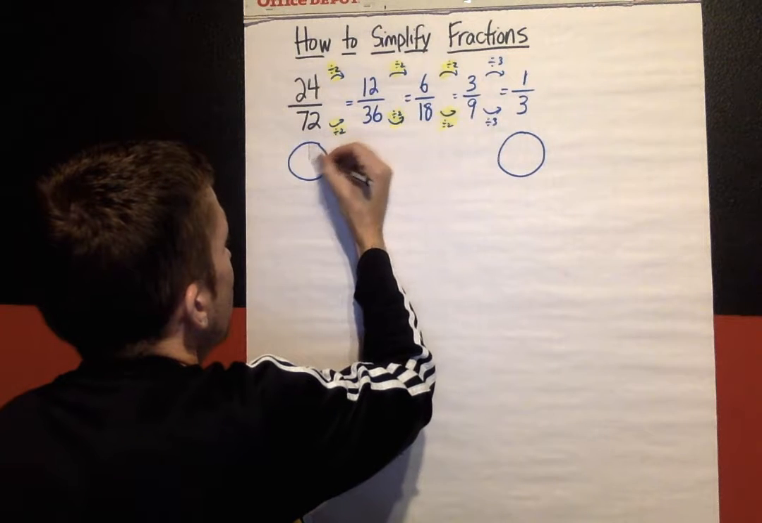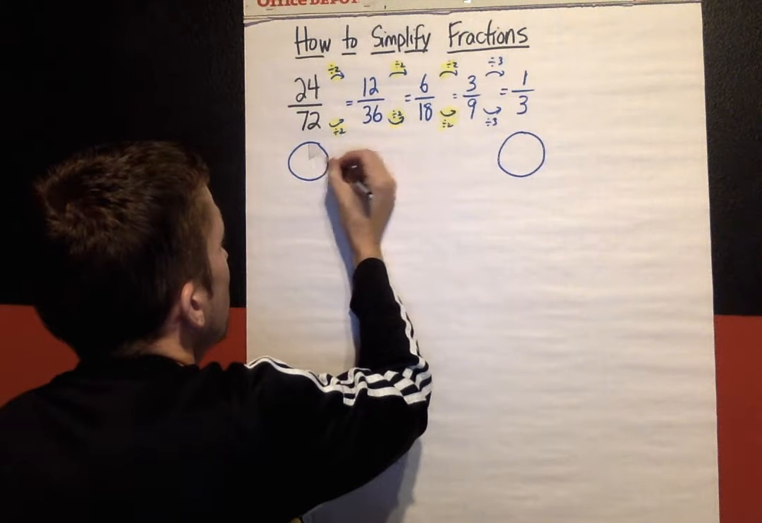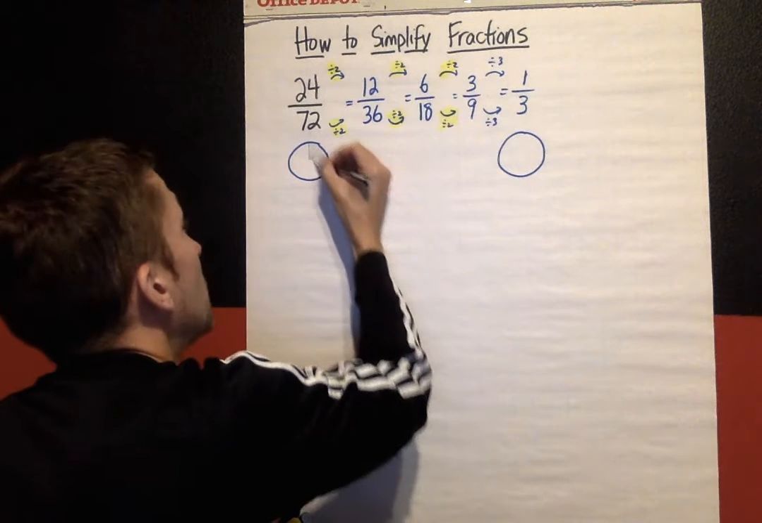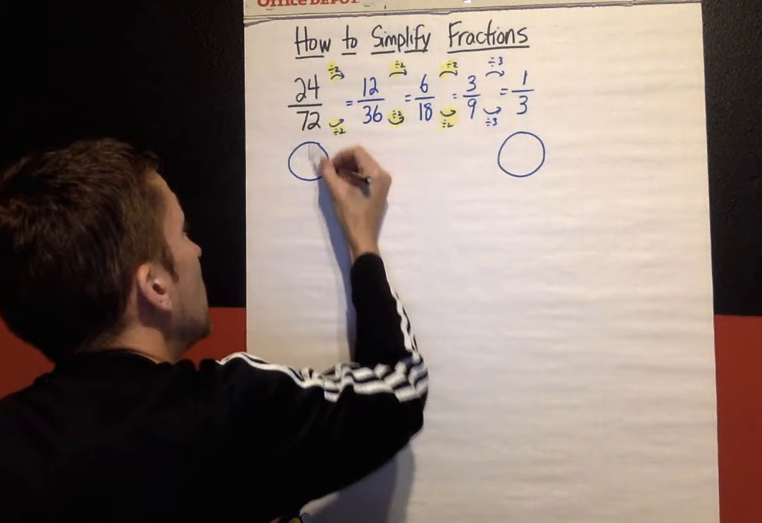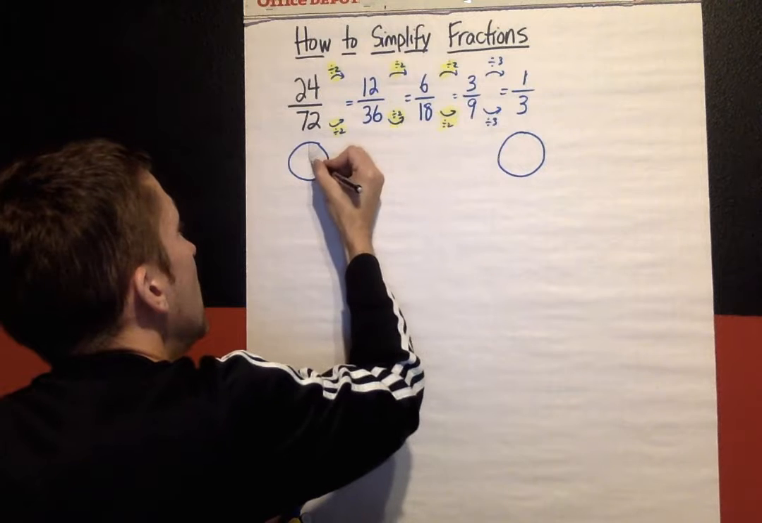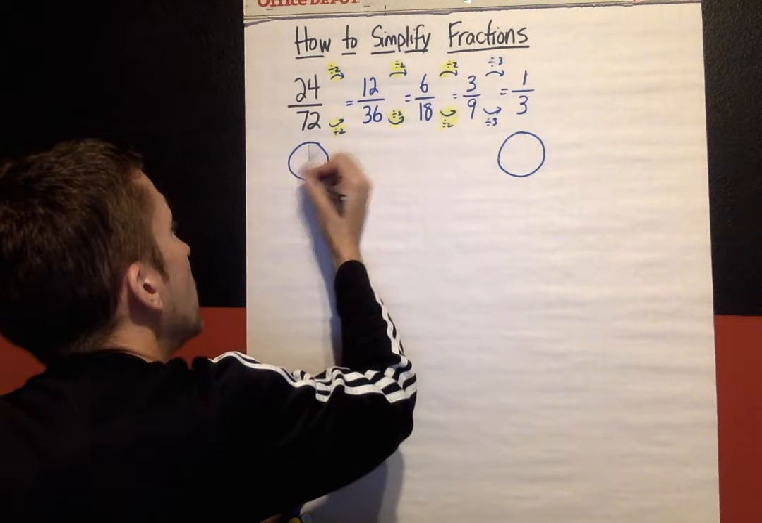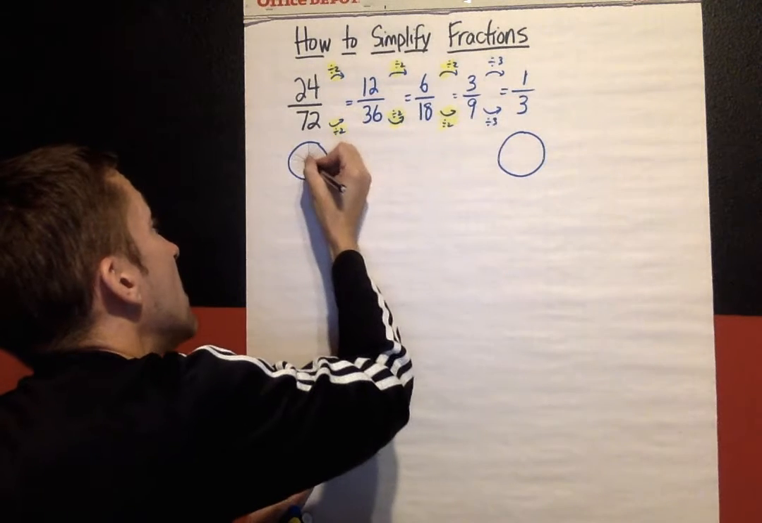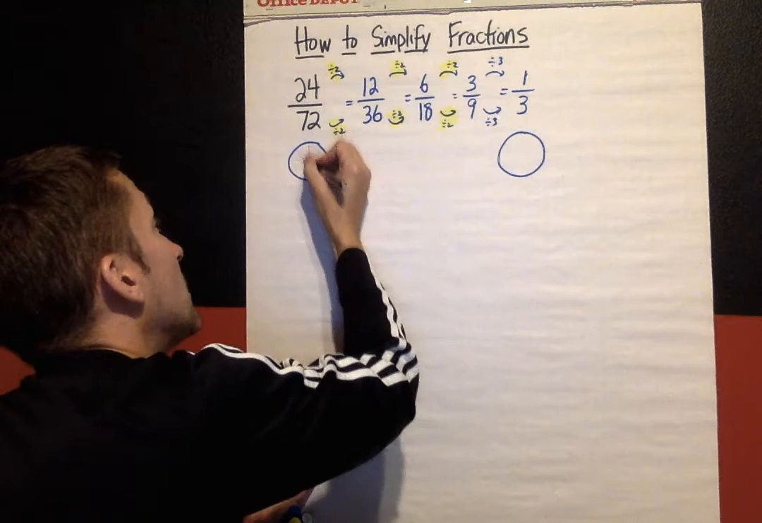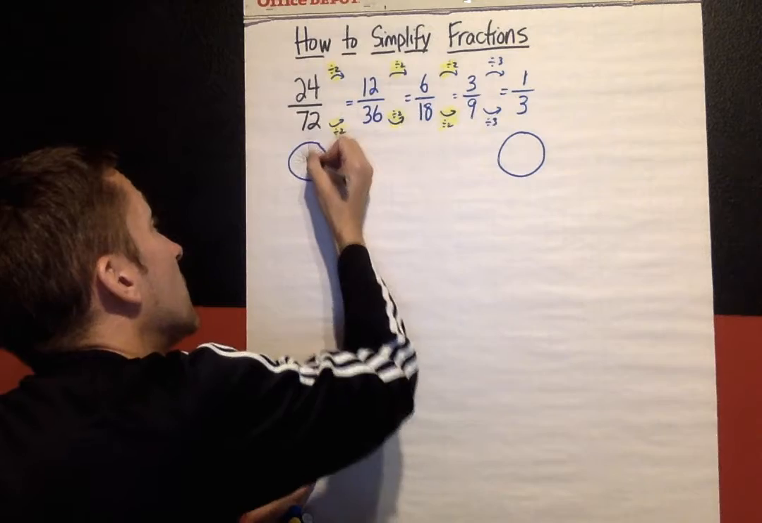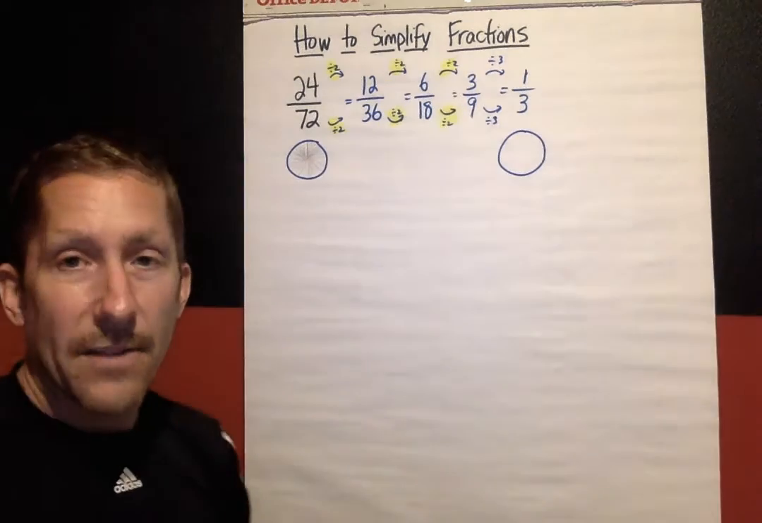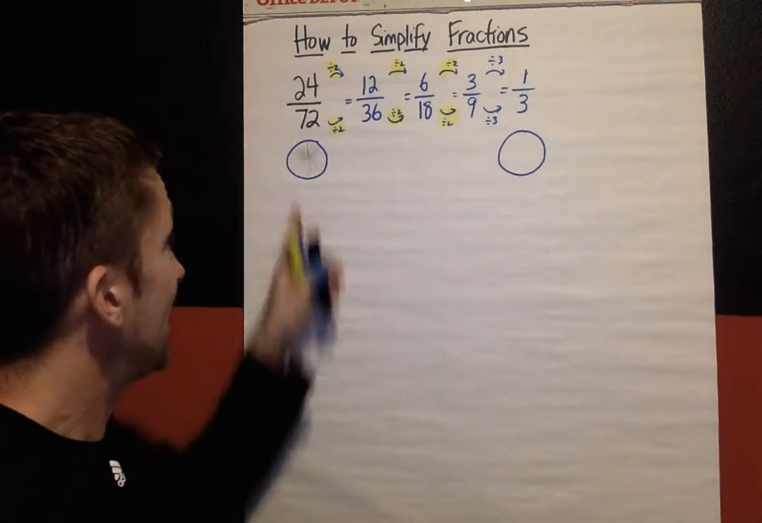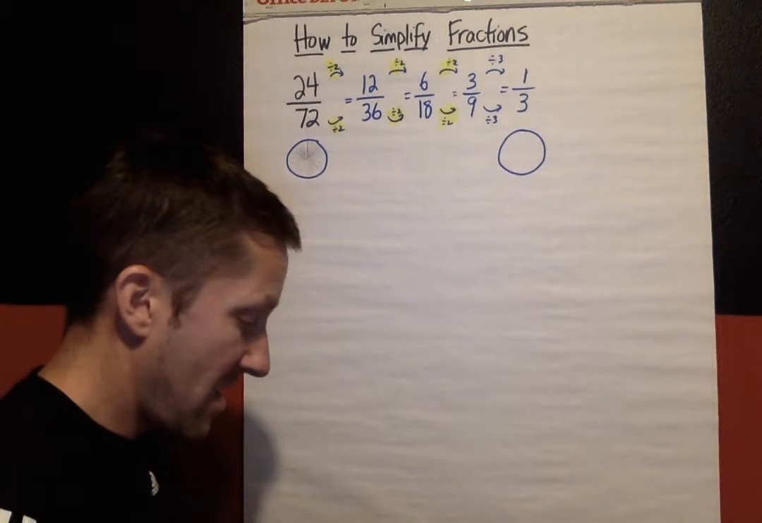I count the slices: 1, 2, 3, and so on, up through 36, and continuing on to 72. I've got 72 slices in that pizza.